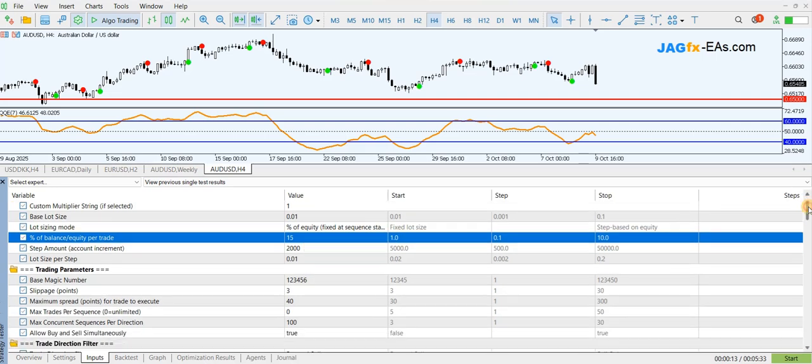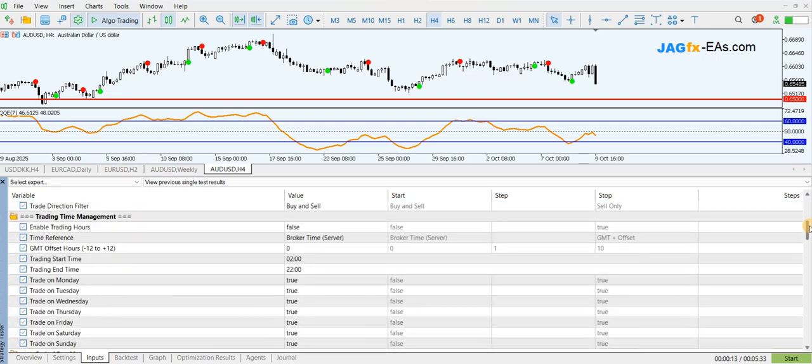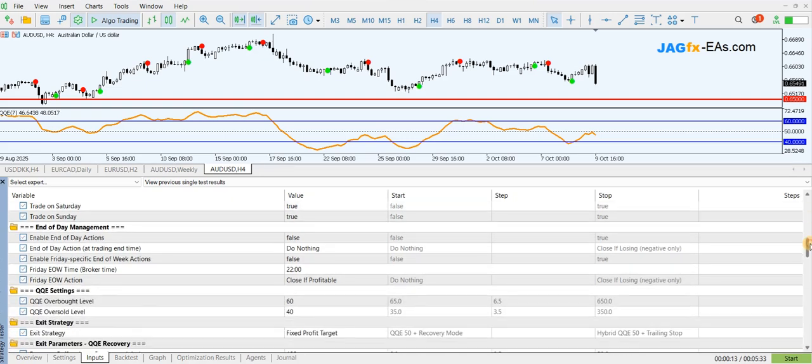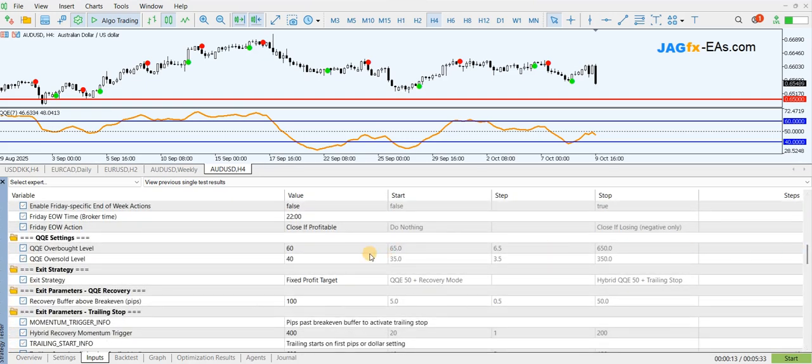What other settings are relevant? So buy and sells, no time restrictions. Overbought, oversold levels on the QQE, that's these two blue lines up here. 60 for overbought and 40 for oversold.